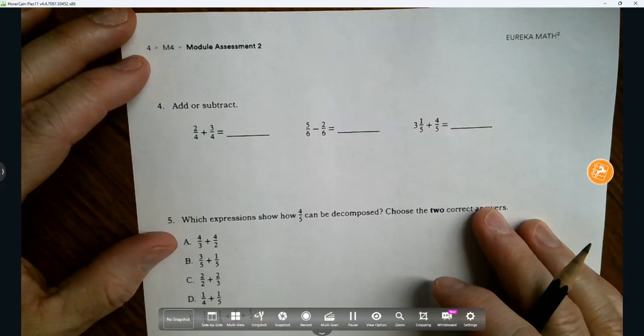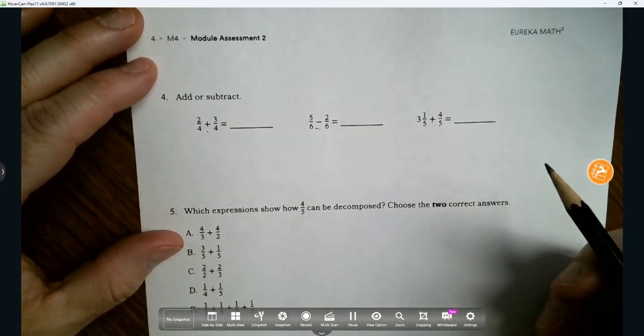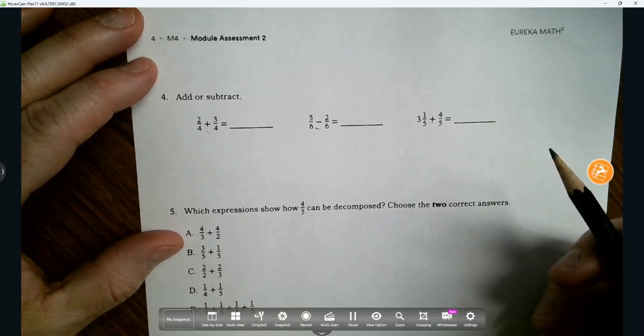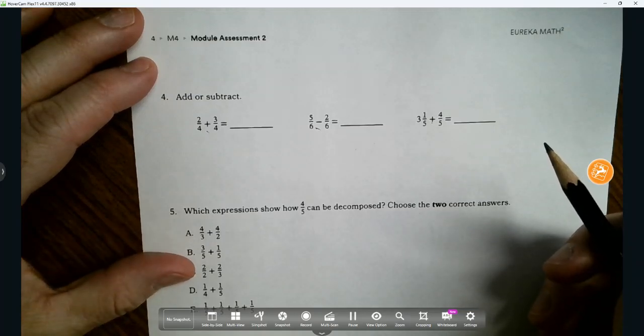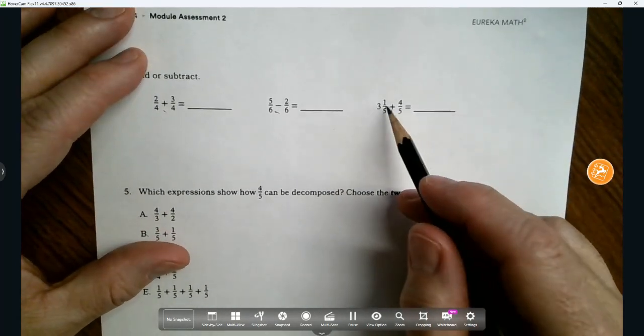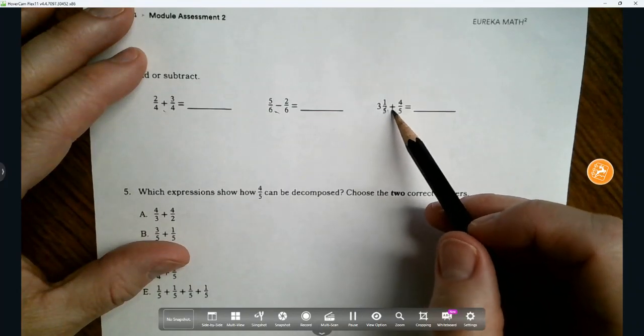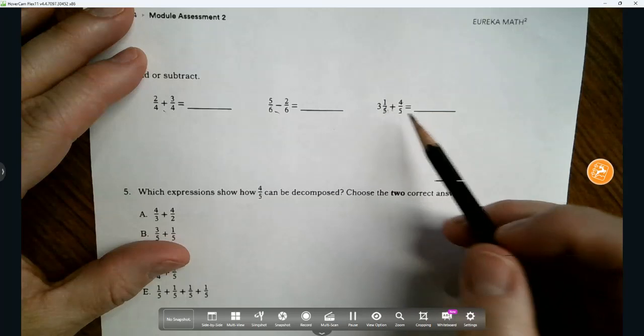Back here it says add or subtract. Make sure you pay attention. All right, I'll help with one of these. Just one. I'm going to help with this one. This one wants you to do 3 1/5 plus 4/5.